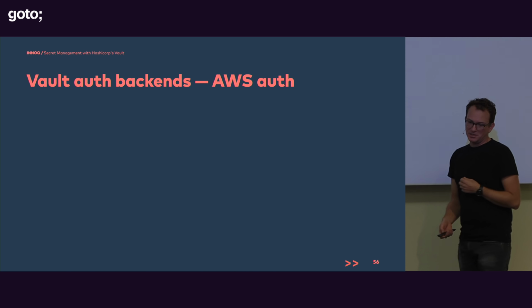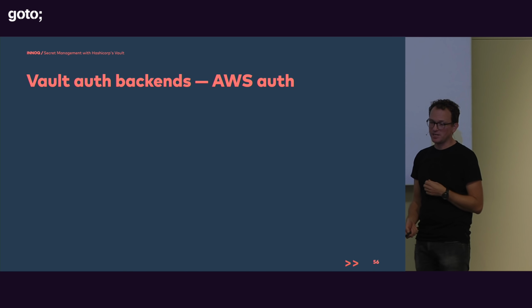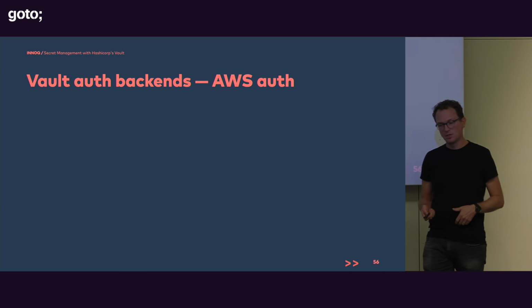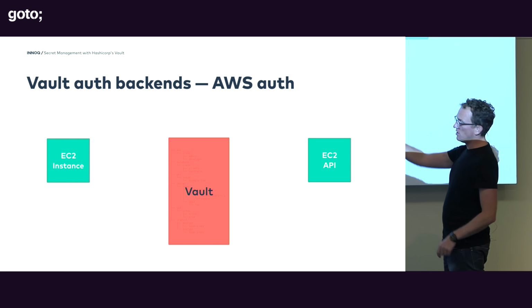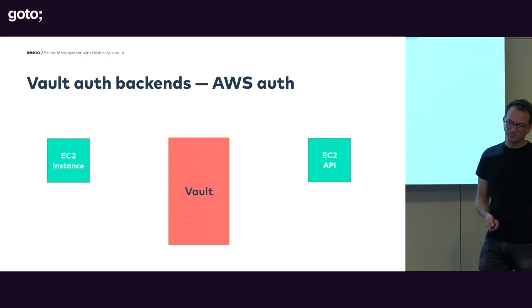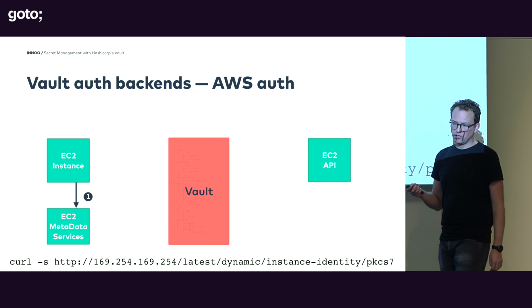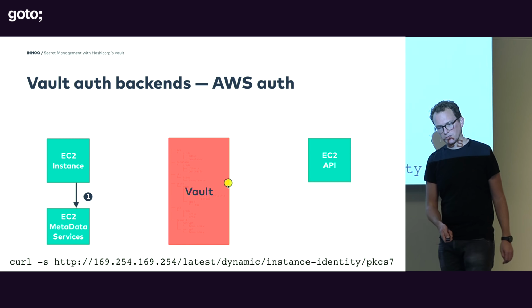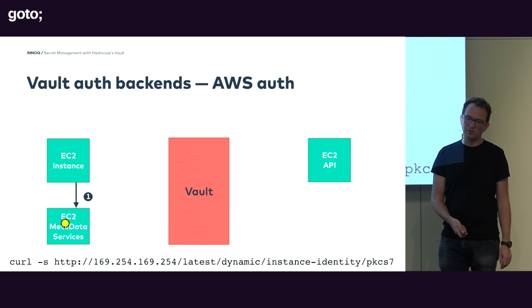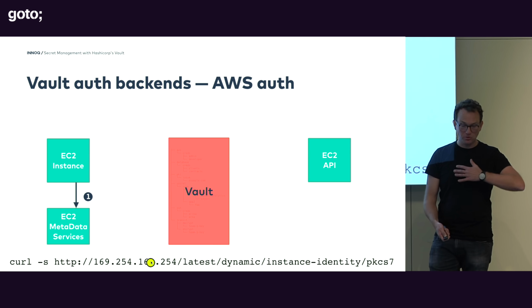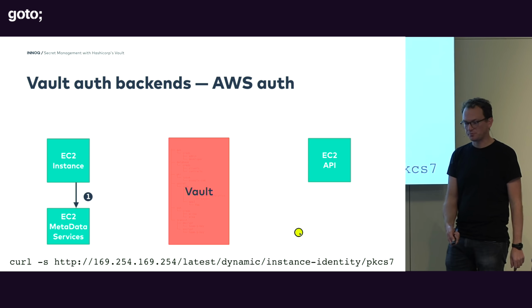If you are not on Kubernetes yet, but you run on AWS, there's something called AWS auth, and it gives you the same possibility. You can run applications without injecting secrets yourself. What you basically do is, you have your EC2 instance where your applications run, and you have the EC2 API. And on every instance, we have this EC2 metadata service available. So that means on every EC2 instance in AWS, if you're not familiar with it, you can curl information about your own instance under this URL here.